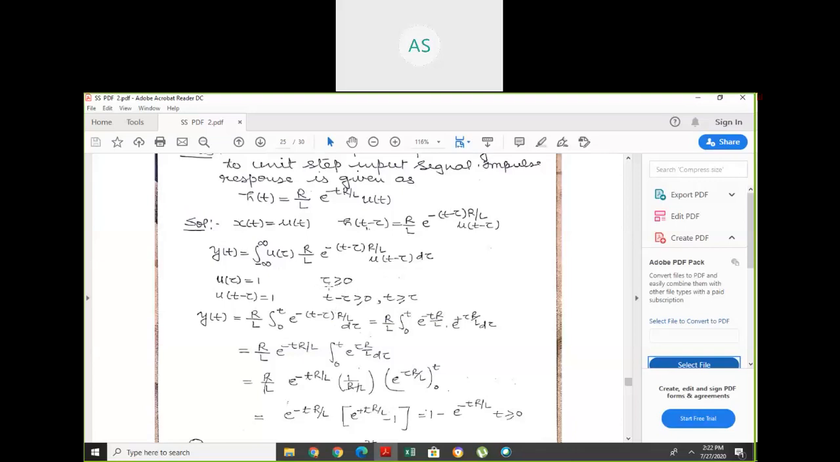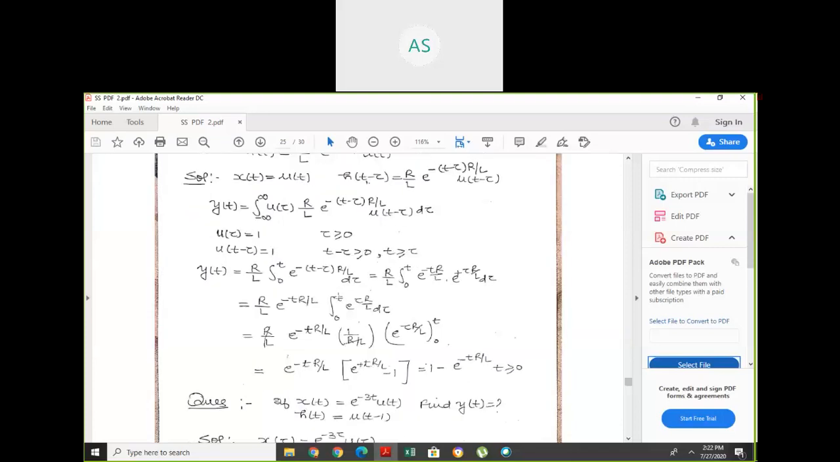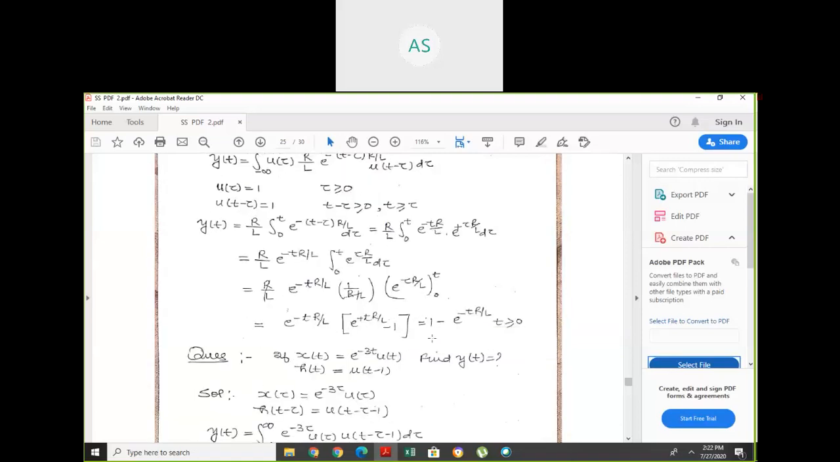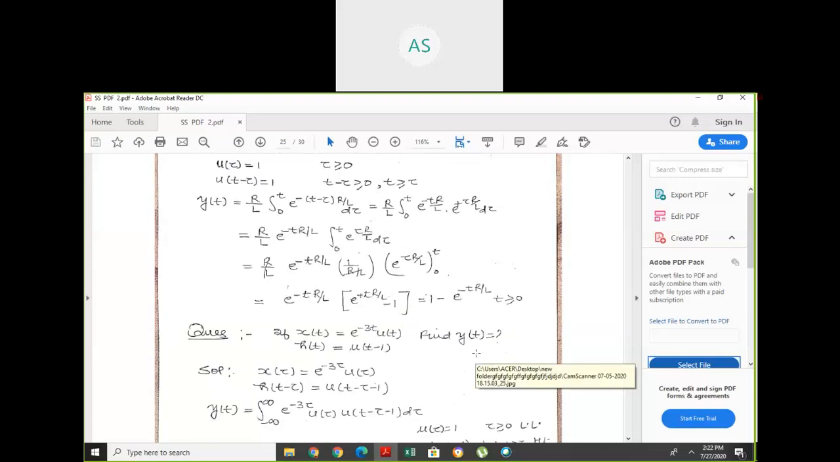Because here the variable is tau, tau is greater than 0, which is the lower limit, and tau is less than t, which is the higher limit. Then we integrate this. This is a constant term and this is the variable term, because tau is the variable. If we integrate this and substitute the limits, we get the final value of the integration, or the final value of the output.